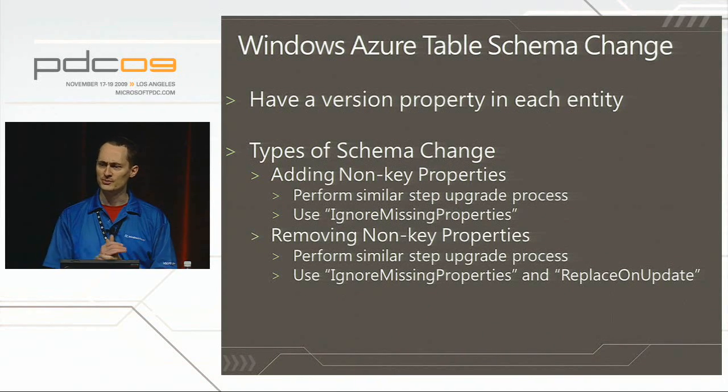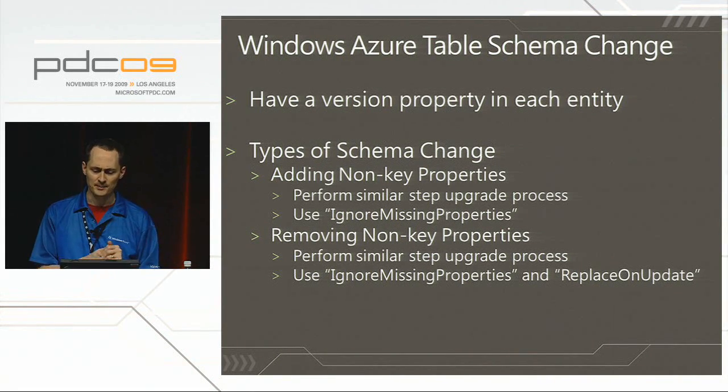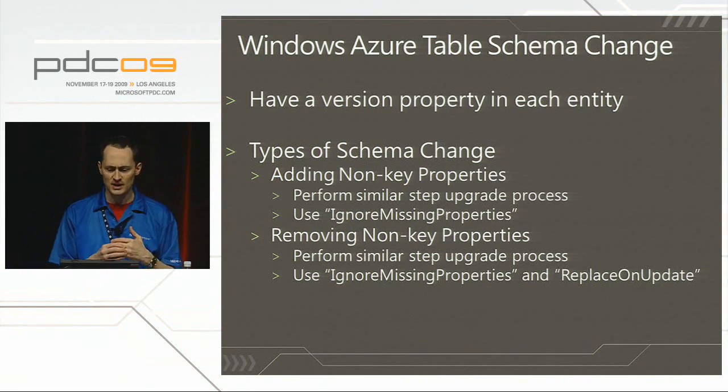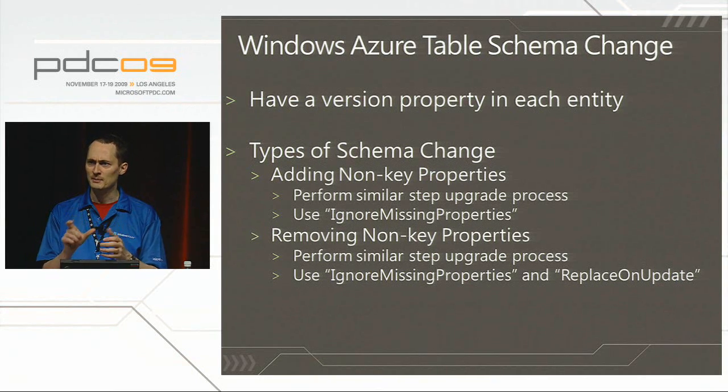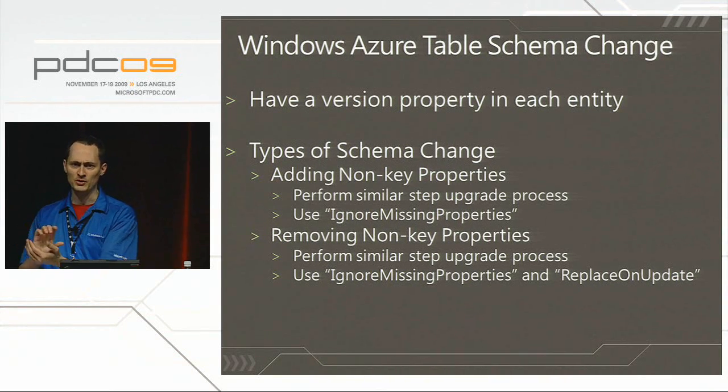Another type of schema change you might want to do is to remove properties. Again, this would be a similar two-step process. And then along with ignore missing properties, you would want to use replace on update with ADO.NET. What replace on update does is make sure you actually delete that property when you update it.